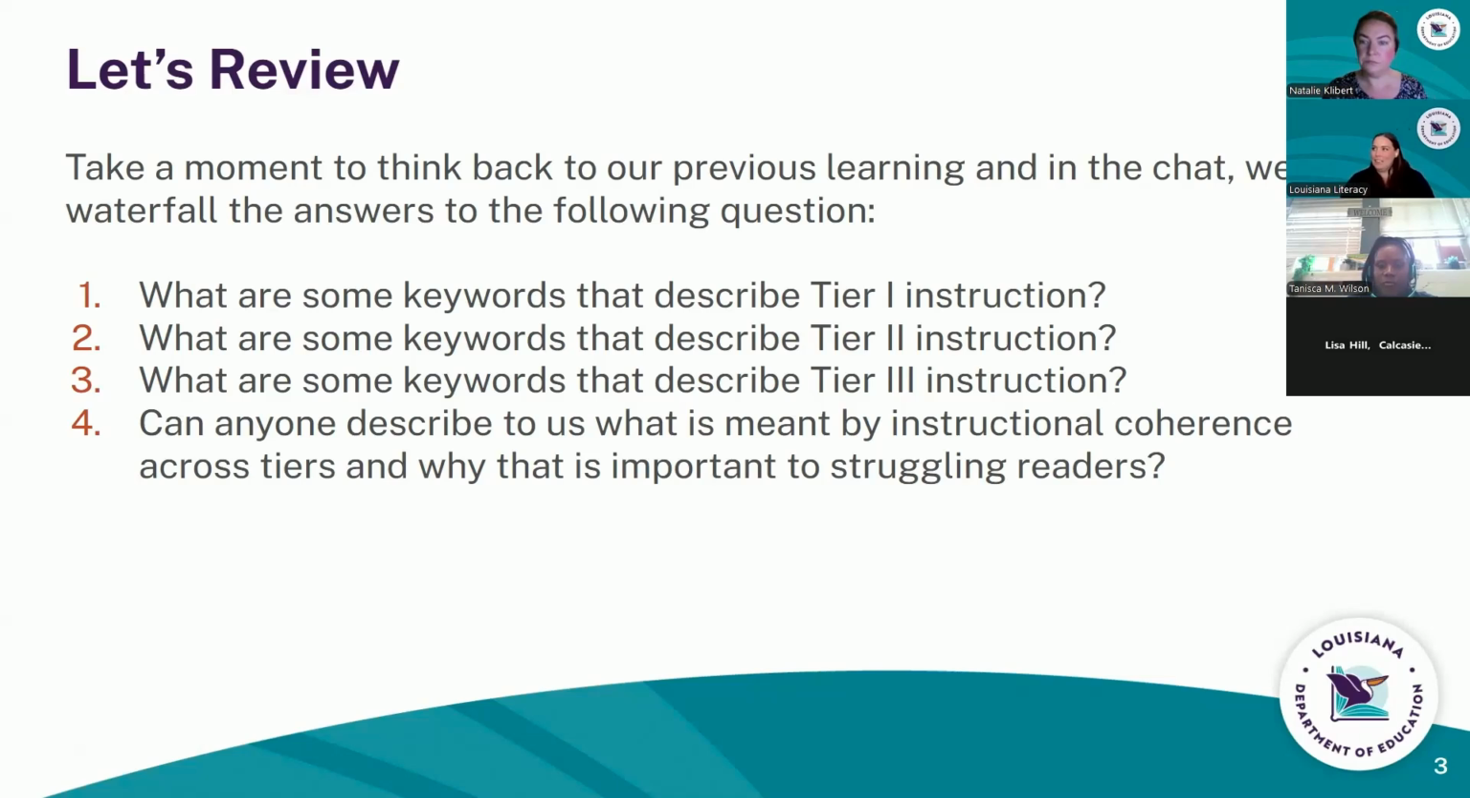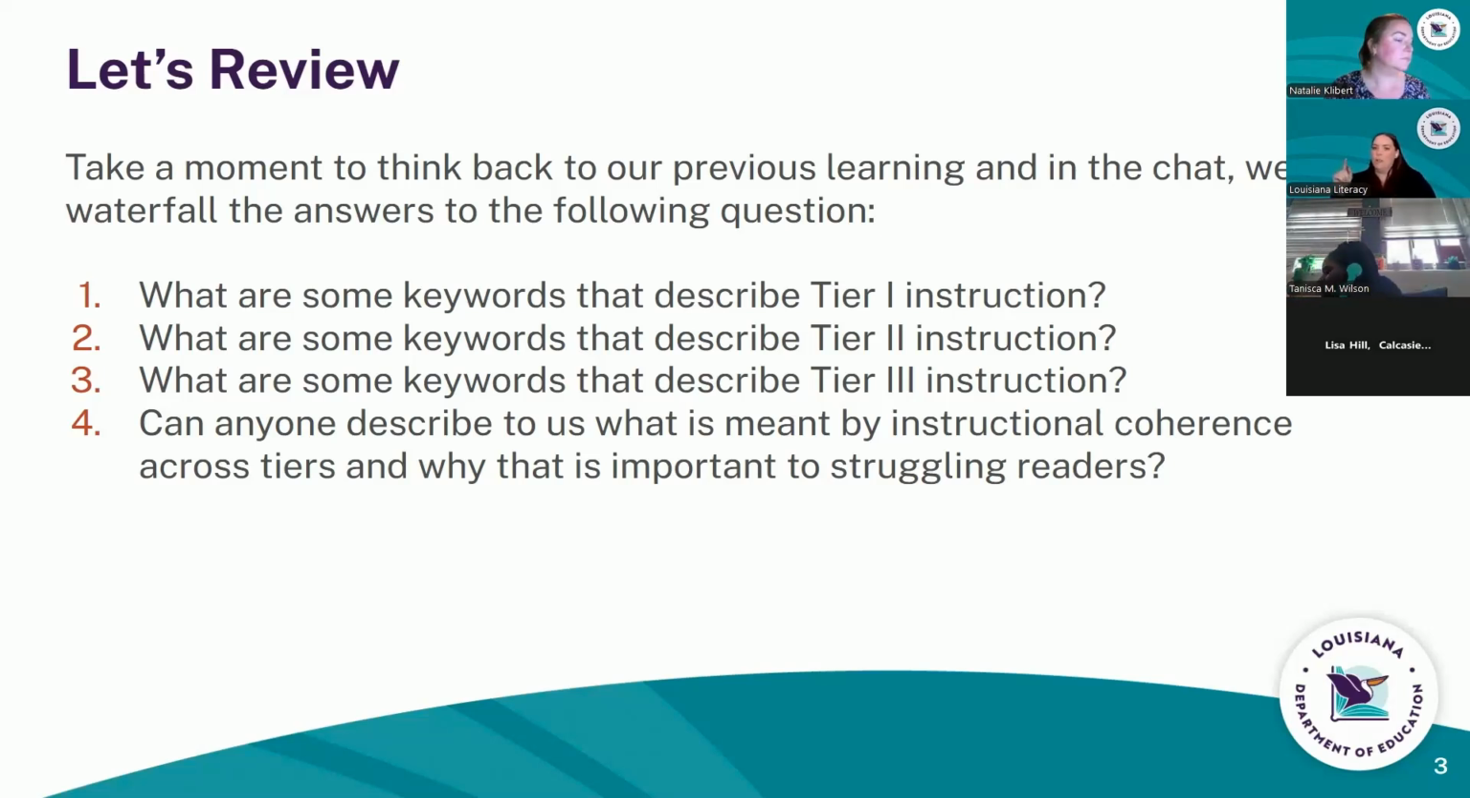Intensive support, data driven, intensive intervention, individualized, progress monitored, students may struggle a lot, significant gaps on foundational skills. Thank you, Mona. Yes. Good. Additional intensive dose of instruction. Very good. So it looks like we all are remembering the tiers pretty well. We'll look at that a second.